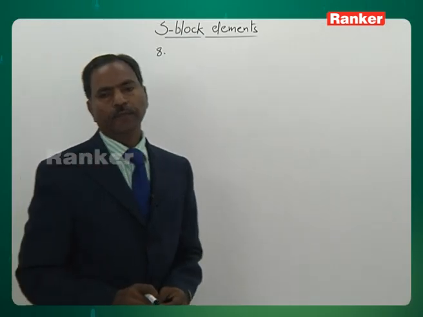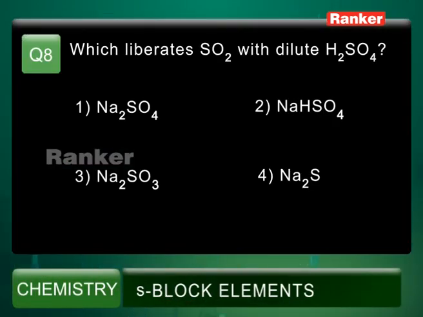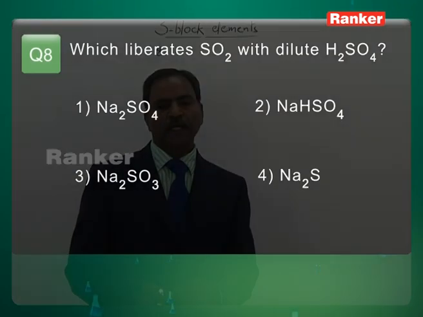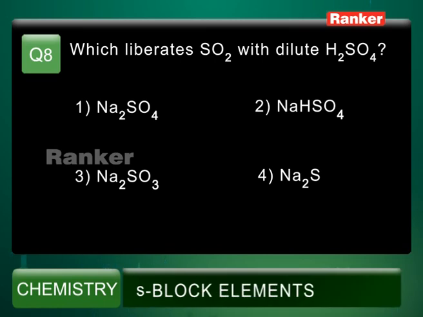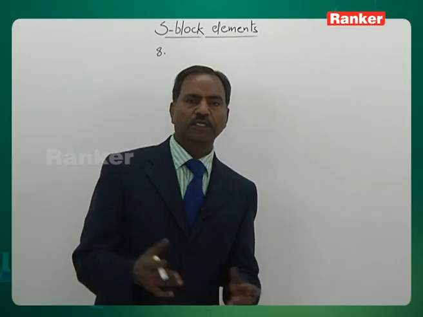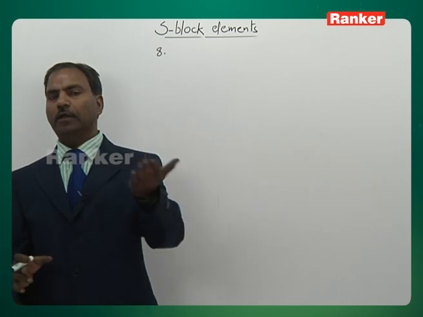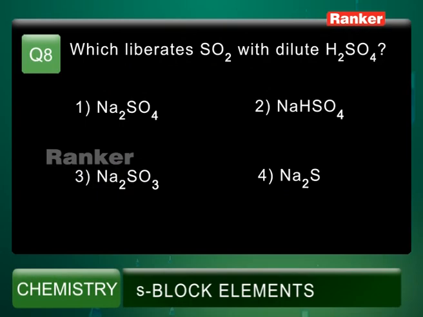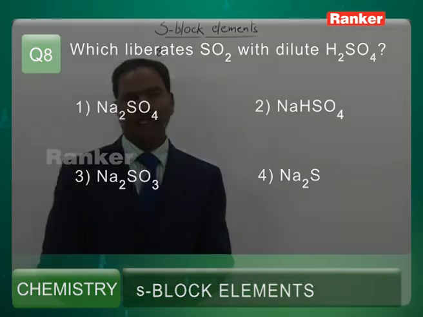Question number 8, which liberates SO2 with dilute sulfuric acid. Option A is Na2SO4. Na2SO4 with sulfuric acid, you will not get any sulfur dioxide. Coming to NaHSO4, NaHSO4 and sulfuric acid, there is no reaction. If the reaction is there, it is not liberating SO2. But coming to option 3, Na2SO3 and sulfuric acid. Fourth option is Na2S and sulfuric acid.